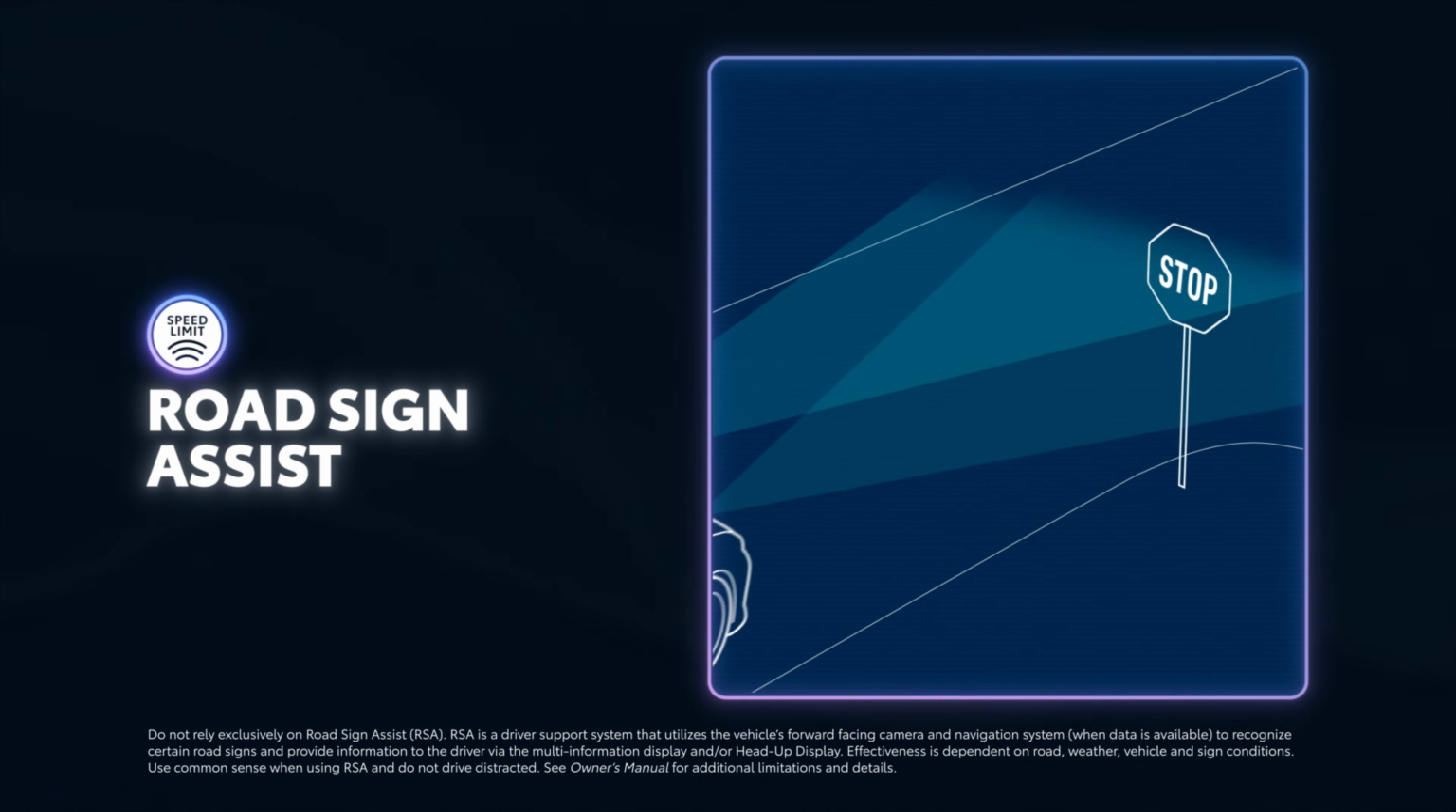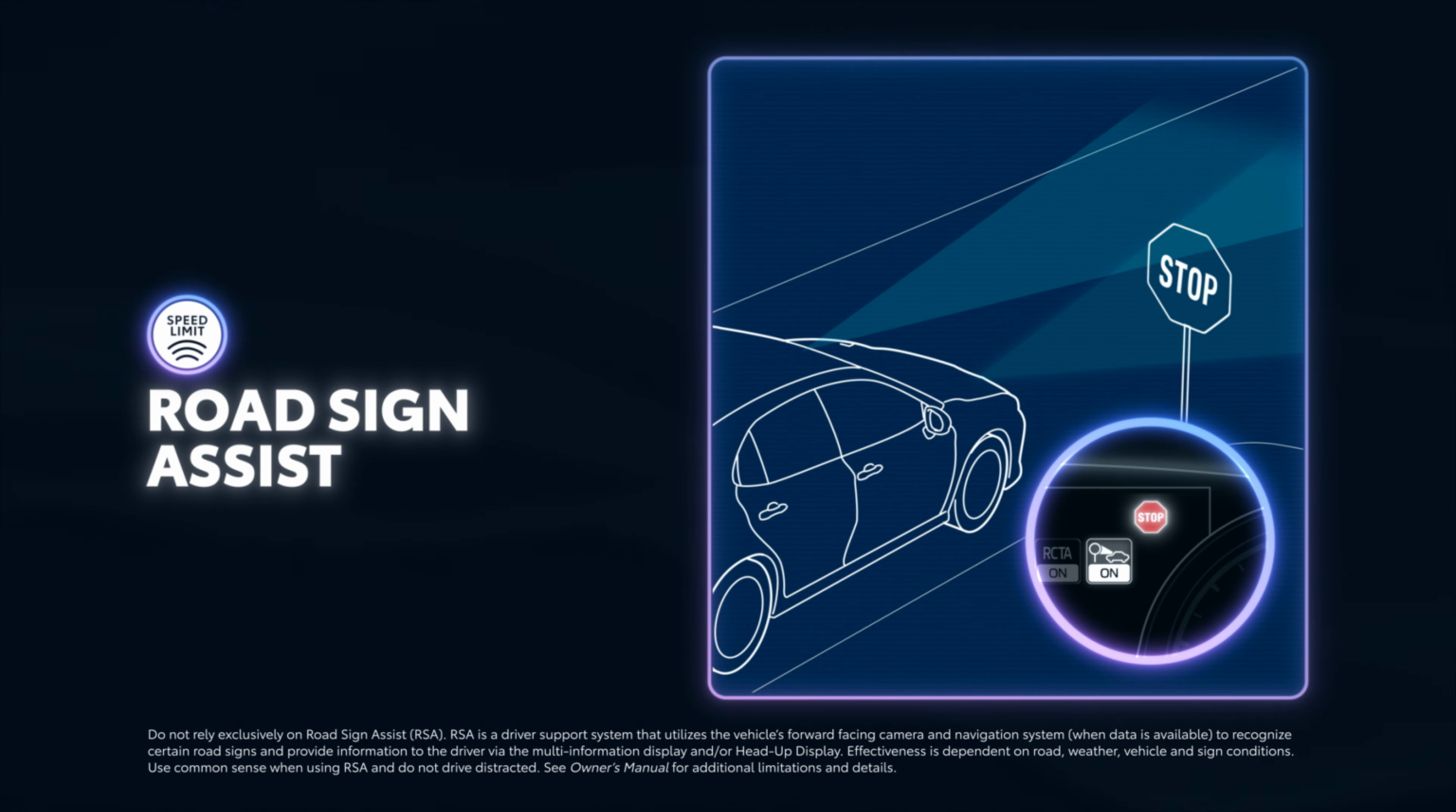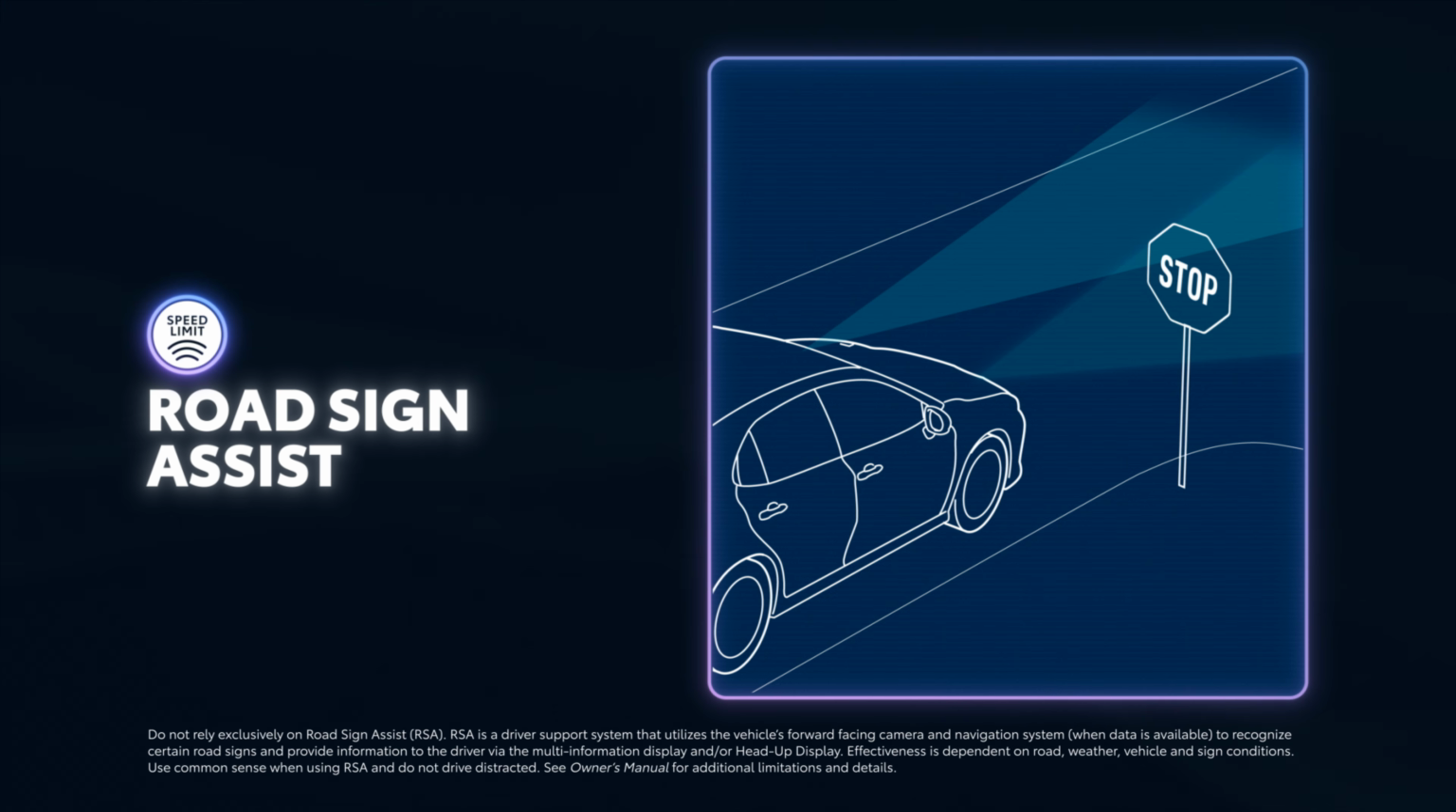Road Sign Assist, or RSA, is designed to detect speed limit, stop, do not enter, yield signs, and certain warning signs, and then display them on the MID.